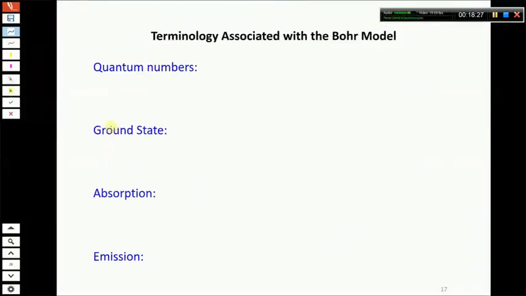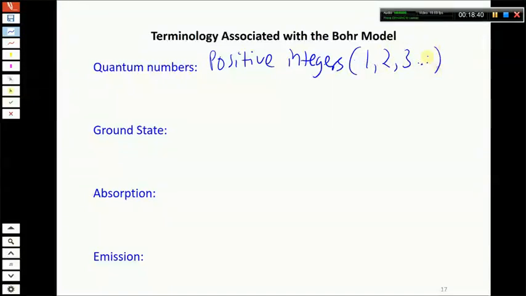So some terminology that's important for the Bohr model. One is quantum numbers. These are positive integers, again, we mean 1, 2, 3, and so on, that are associated with the radius of the orbit. As I said, you can't just have any random radius of orbit for the electron. There are only certain values that are allowed, and so they are parameterized by these integers called quantum numbers. So these are each associated with a particular radius of an electron orbit.